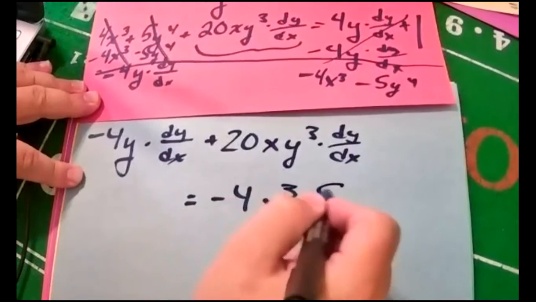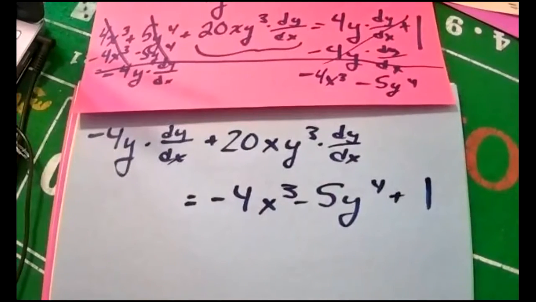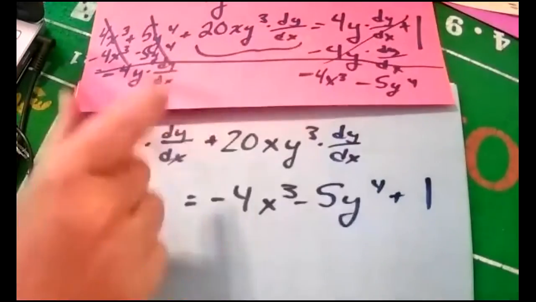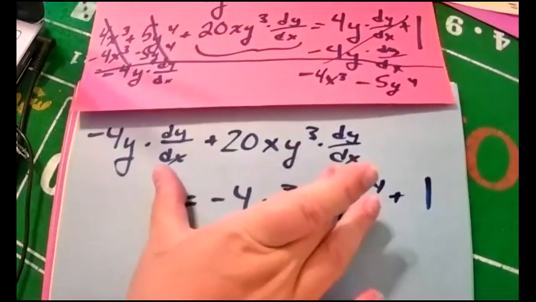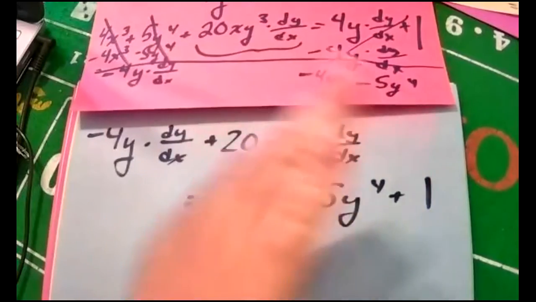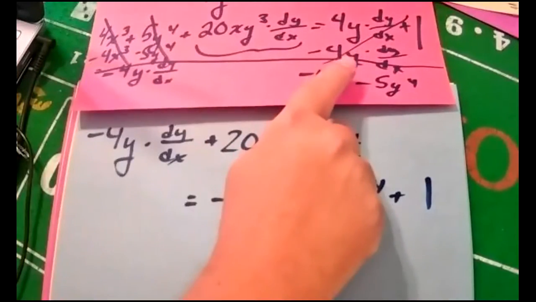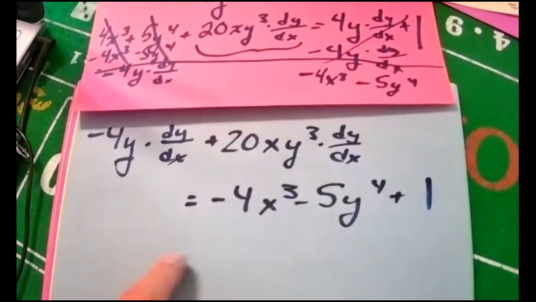-4x cubed, -5y to the fourth, plus 1. I'm going to pause there and have a look at that. What I did was I brought all of the things that were dy/dx terms to the left. That's why -4y is here and 20xy cubed is there like that. That's my left side. Now on the right side, I bring all of the other things that you see here to the right. And also 1 is already over there on the right. So I'm going to put them all together, all 3 of them, and it looks like this.